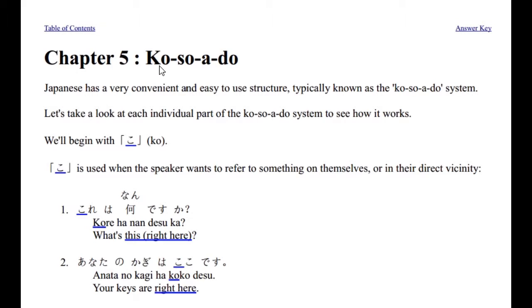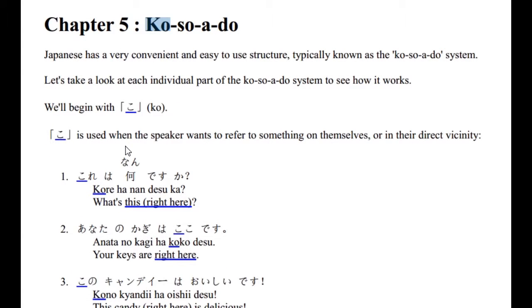are going to be looking at the ko, so, do system. Okay, so Japanese has a very convenient and easy to use system, typically known as the ko, so, do system. So if you're not sure what that is, it's okay. I'm going to explain each individual part and we'll see how it works and we'll put it all together at the end. So first we'll begin with ko, which is this part right here.